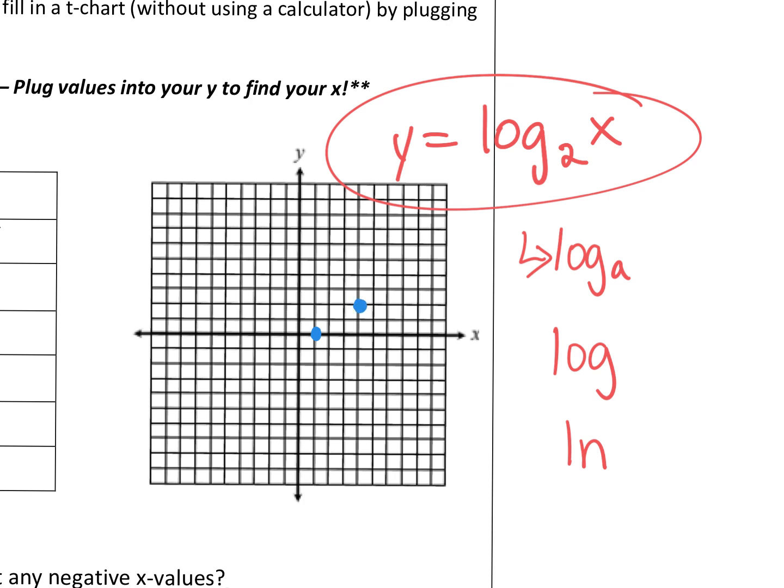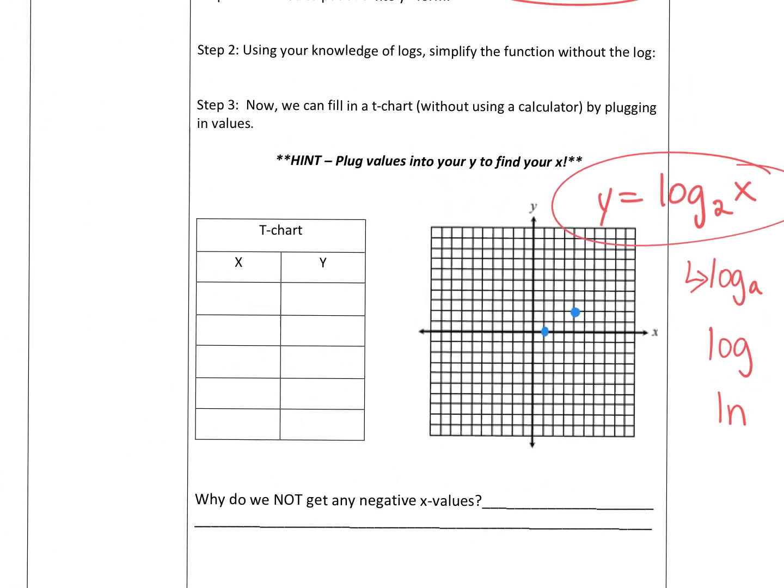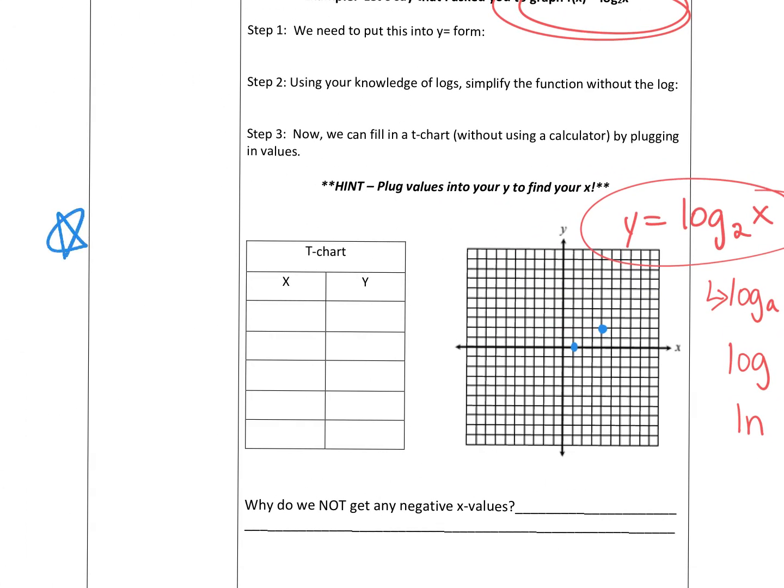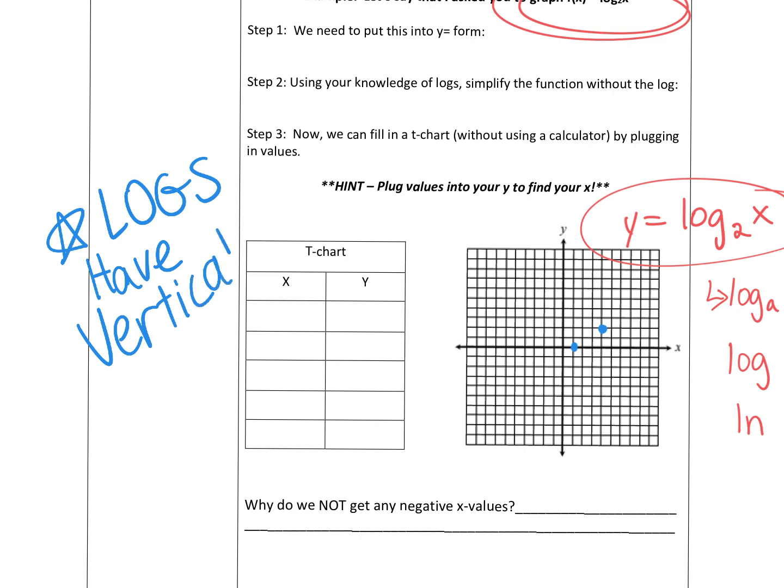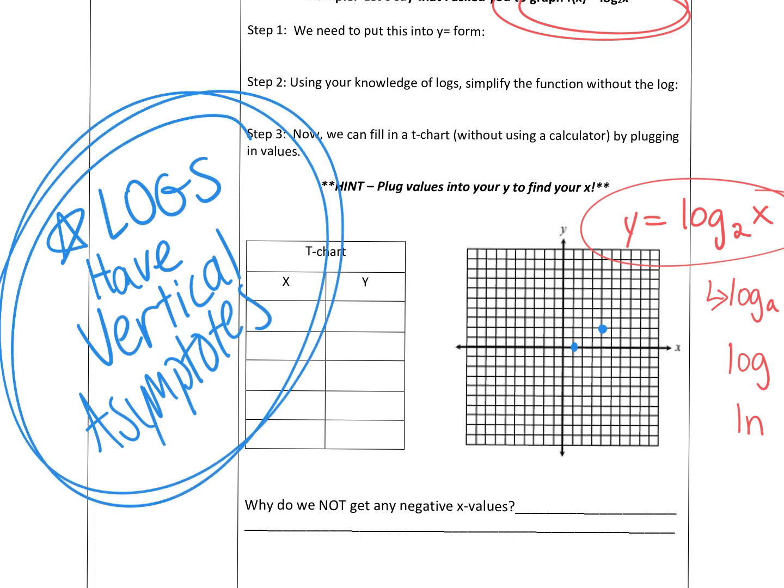Now I need my asymptote, and here's the deal, okay? This is what I need you to write somewhere big where you'll see it. Logs have vertical asymptotes. Exponentials had what? Horizontal, but logs have vertical. Just have to remember that. Commit that to memory. Okay, logs have vertical asymptotes.